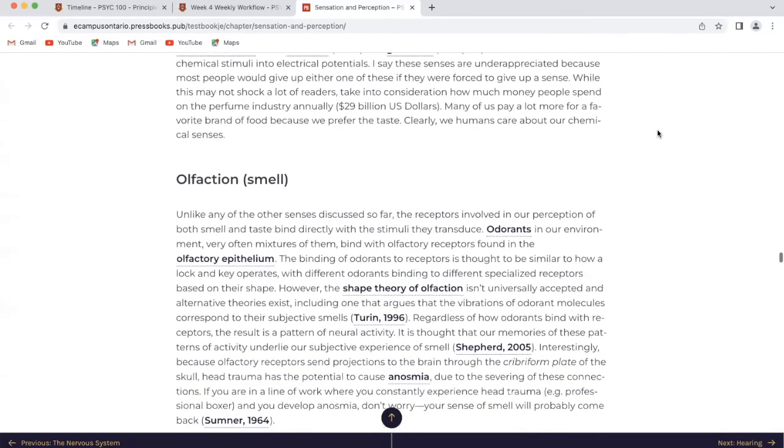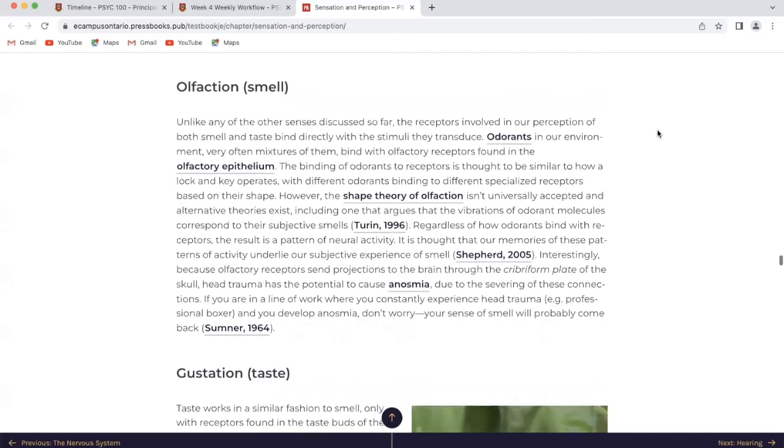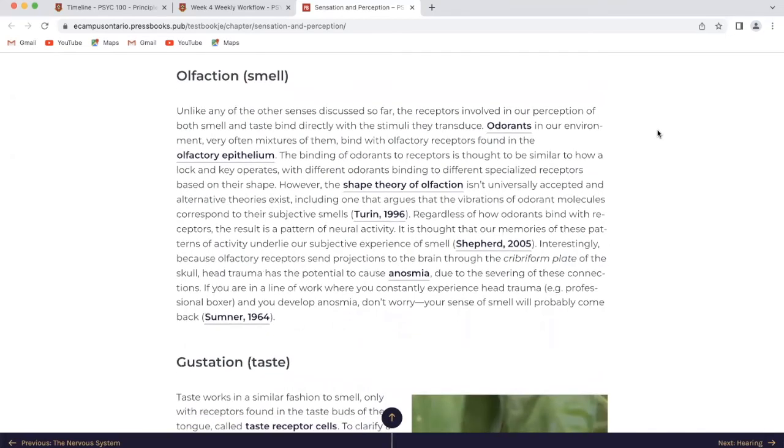So, olfaction, smell. Unlike any of the other senses discussed so far, the receptors involved in our perception of both smell and taste bind directly with the stimuli they transduce. Odorants in our environment, very often mixtures of them, bind with olfactory receptors found in the olfactory epithelium. The binding of odorants to receptors is thought to be similar to how a lock and key operates, with different odorants binding to different specialized receptors based on their shape.